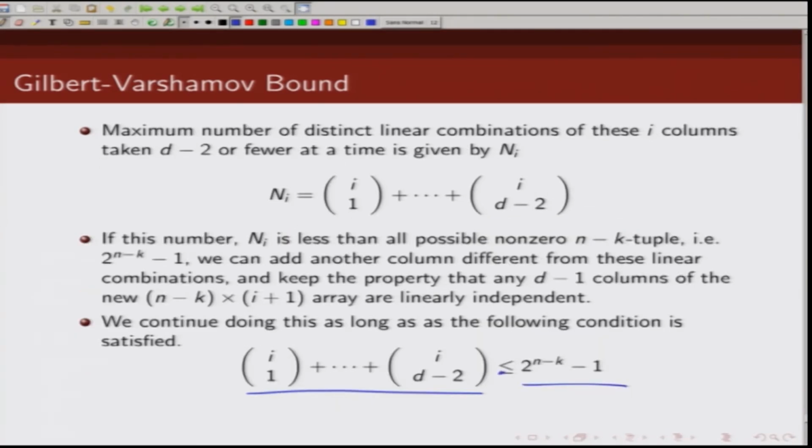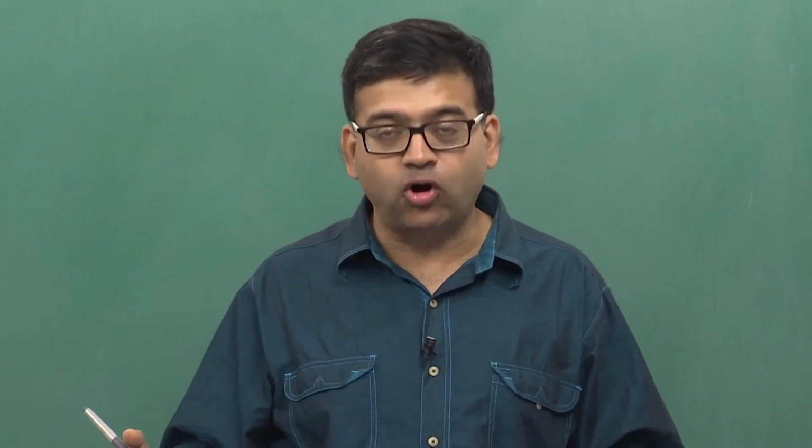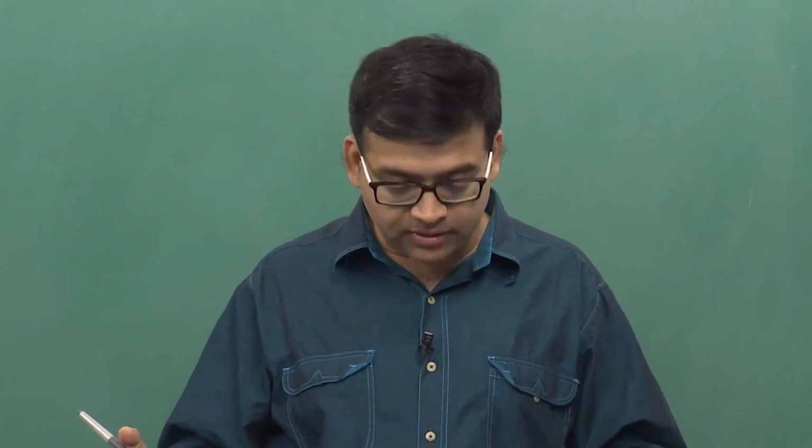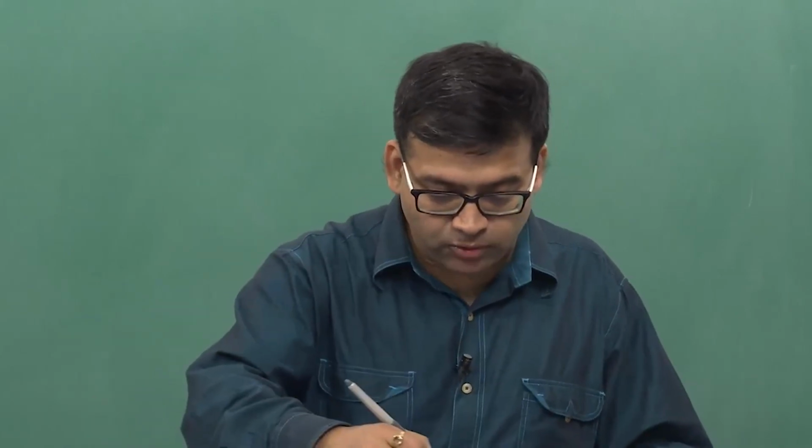We want this sum of linear combinations to be less than 2 raised to n minus k. Then only do we still have an n minus k tuple which we can add as an additional column of this H matrix. So, with this we conclude our lecture on bounds on the size of the code. Thank you.